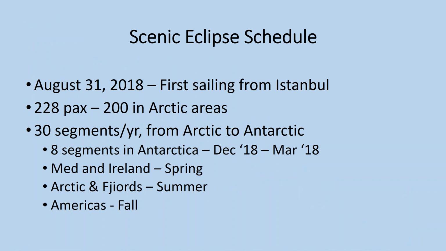Schedule starts August 31st. There's going to be 30 segments. 8 of them are in Antarctica in the winter of 18 through March of 19, that should be. And then we go up to the Med, up to the Great Britain area, and then into Norway and up to the fjords, all the way up to Longyearbyen, way above the Arctic Circle. And then in the fall, come back down to North America. So great schedules, some great itineraries.